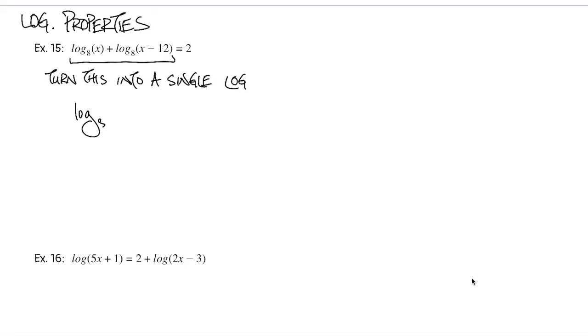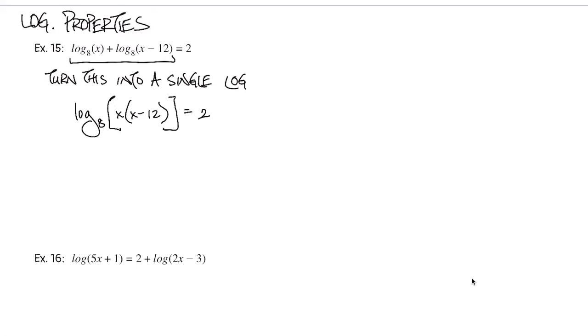Log base 8 of x times x minus 12 equals 2. Okay. So that's how we use that product property to condense our log. This gives us access to a whole other level of log equation, okay? Where do we go from here?